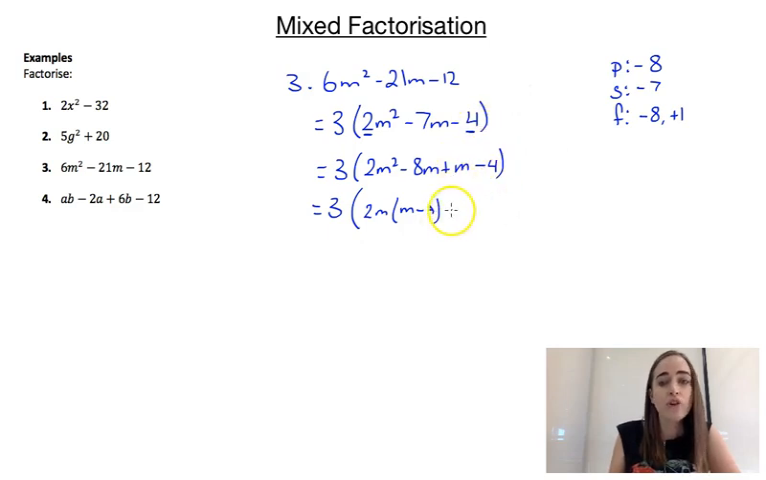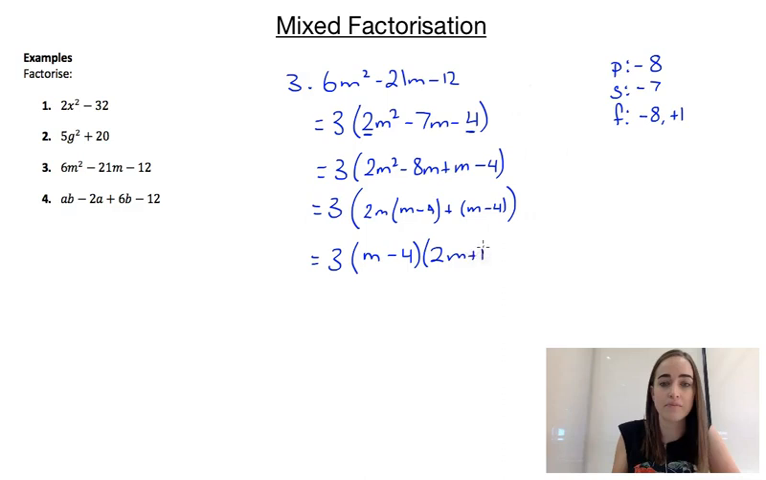And these last two don't have any common factors, but we've already got that m minus 4 there. So I'm just going to put those in brackets. And now I can pull out that m minus 4 as a common factor. And what I'm going to have left is a 2m plus 1. All right, so that's fully factorized.